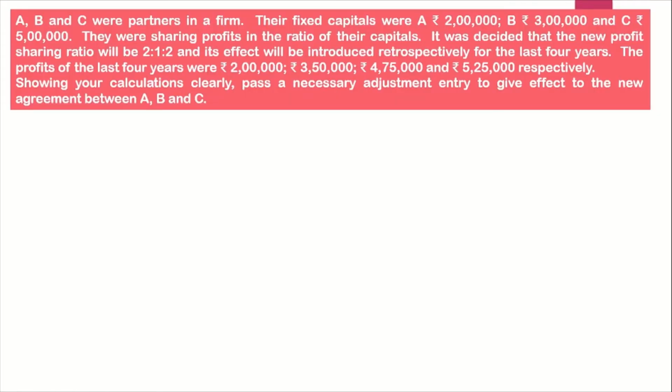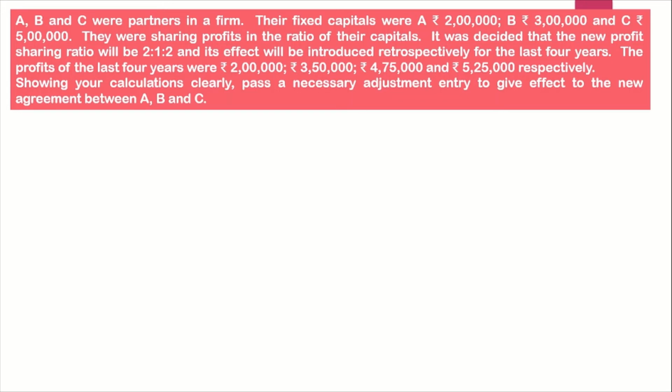Now there is a question: A, B, and C were partners in a firm, and their fixed capitals were A rupees 2 lakh, B rupees 3 lakh, and C rupees 5 lakh. Okay, again it says fixed capital. Now they were sharing the profits in the ratio of their capitals, and it was decided that the new profit sharing ratio will be 2 is to 1 is to 2, and its effect will be introduced retrospectively for the last 4 years. The profit for the last 4 years is also given to you, and showing your calculation clearly, pass the necessary adjustment entry to give effect to the new agreement between A, B, and C.